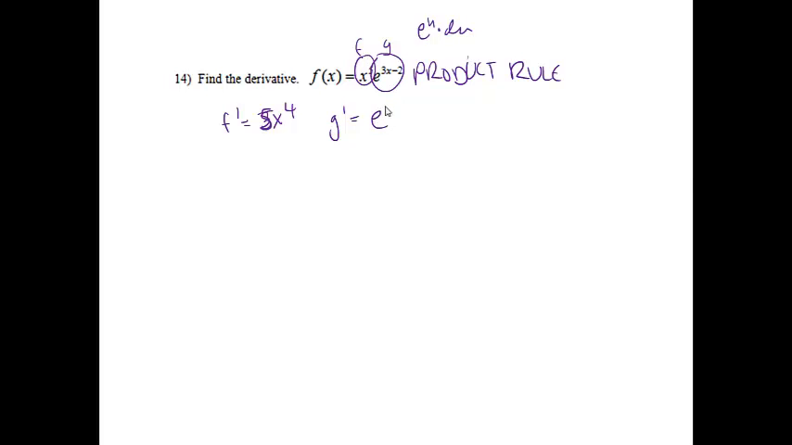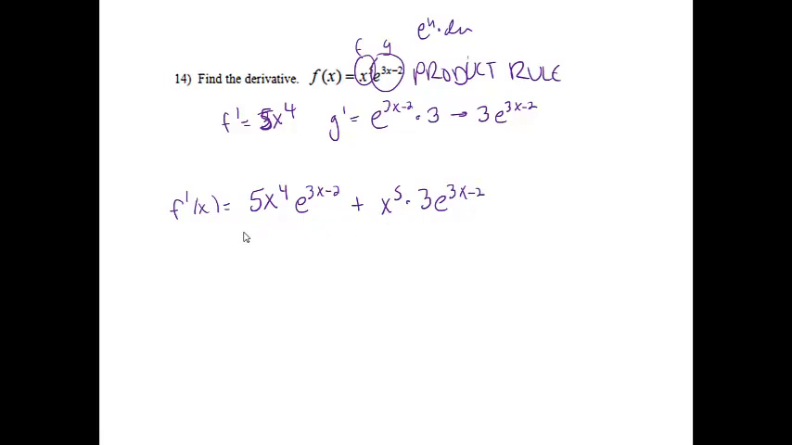So e to the u will be e to the 3x minus 2 times the derivative of 3x minus 2, which will be 3. And I'm just going to rewrite that as 3e to the 3x minus 2. Okay, now taking the derivative, using my product rule, f prime times g, 5x to the 4th, e to the 3x minus 2, plus f times g prime, x to the 5th times 3e to the 3x minus 2.